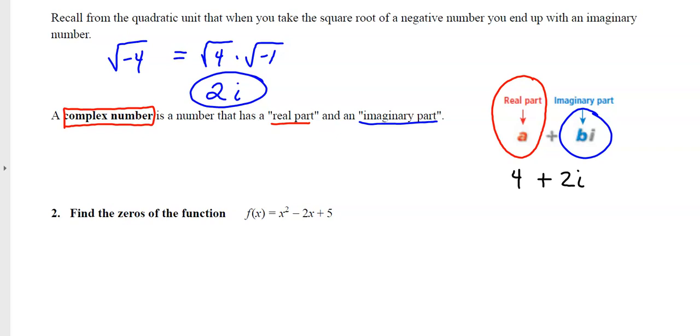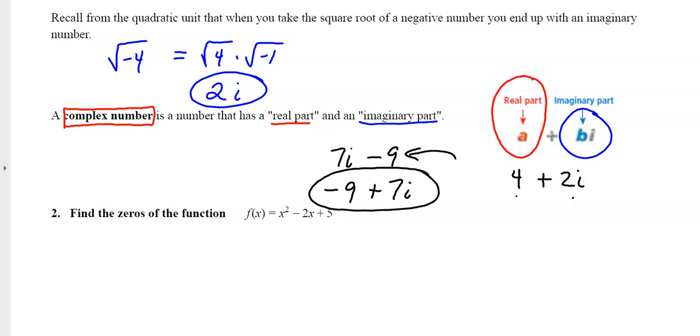That's called a complex number because you have the imaginary part and you have the real part. And it could be reversed. It could be like 7i minus 9. All right, that's still a complex number. Typically, they're going to put the real part first. So I'd want to move the negative 9 to the front and put the imaginary to the back. So this is the exact same thing as this, just written in a more traditional form.